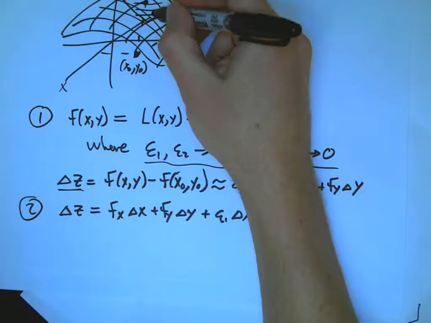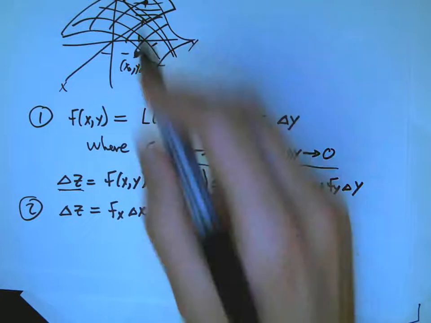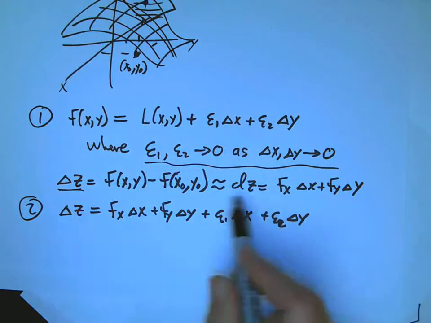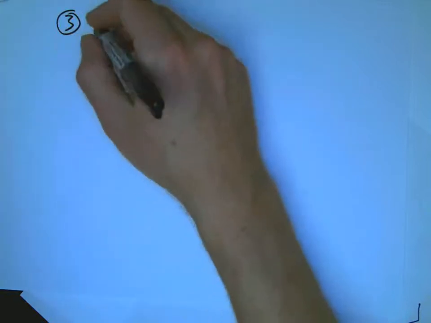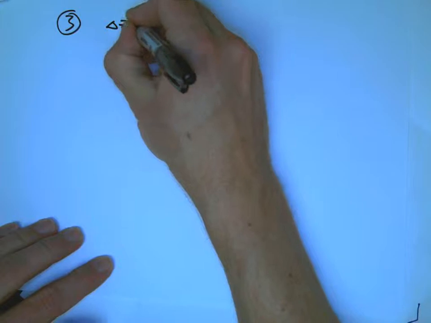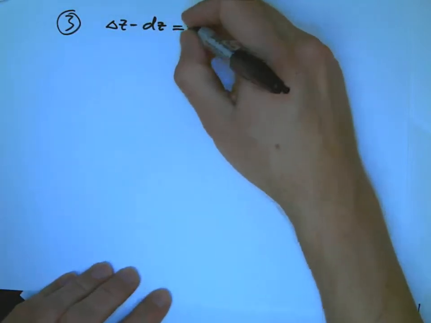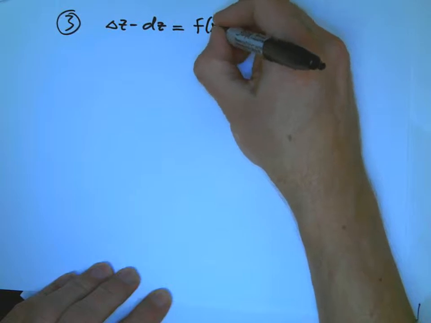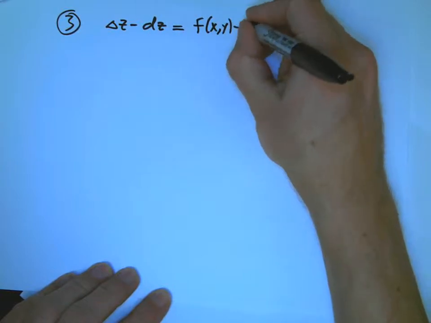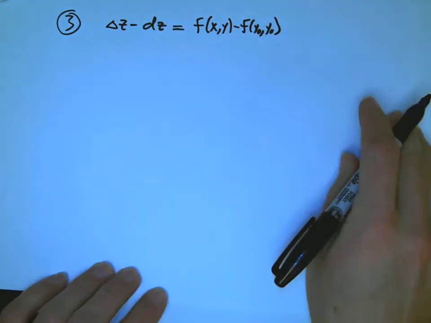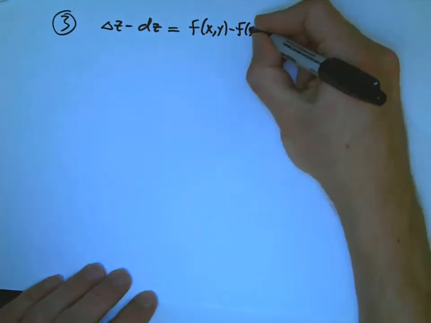change between the value of f at some nearby point x y and the value at the base point. And here's the approximation as if you follow the tangent plane across. I want the difference of those to be small. And so the main text says you take delta z minus dz, basically. It doesn't use that notation. But here's what that ends up doing. It says take f of x y minus f of x naught y naught.